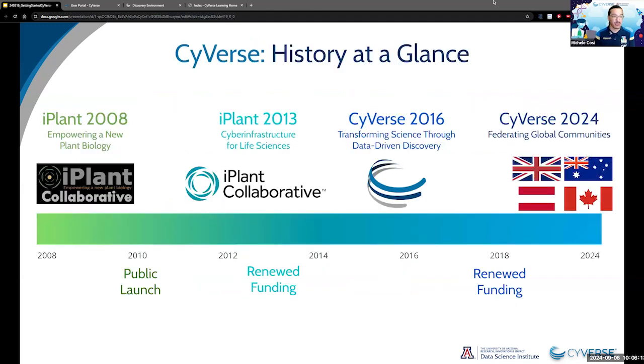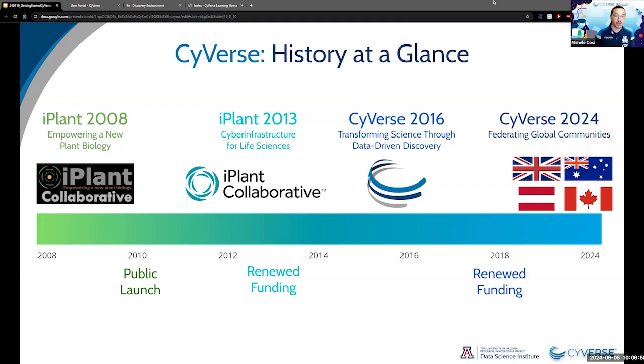CyVerse was born in 2008 as the iPlant Collaborative. Back in those days, plant scientists figured out that the data in plant genetics and phenomics was getting out of hand, and their laptops weren't as strong as they hoped in order to do science. A few folks came around and said, hey, what if we use this thing called cloud to really harness the power and give plant scientists the possibility of doing the science that they deserve? And that's how iPlant was created.